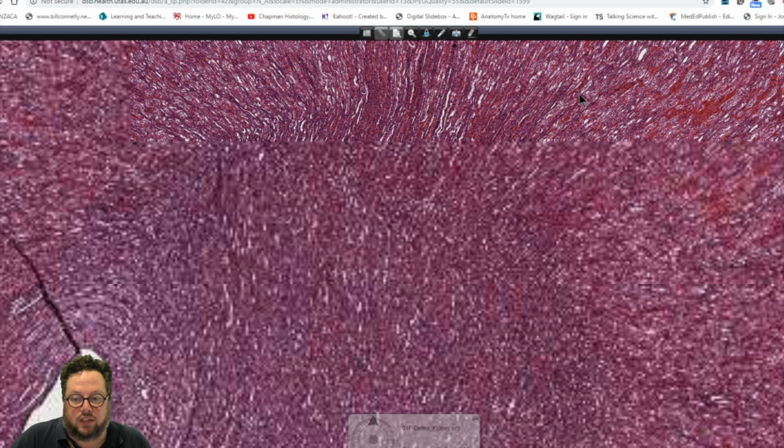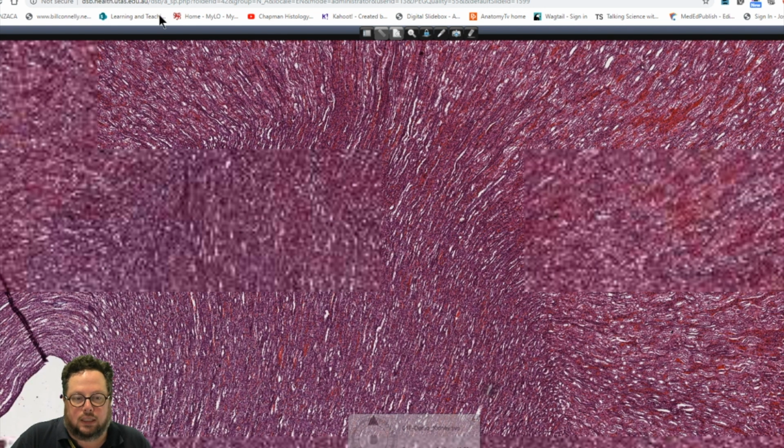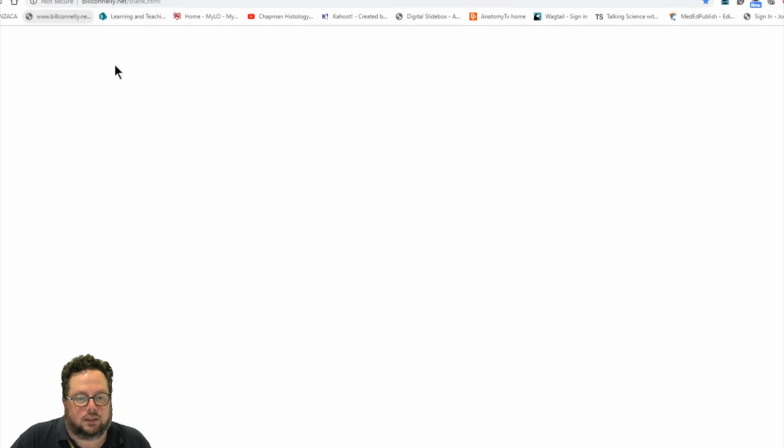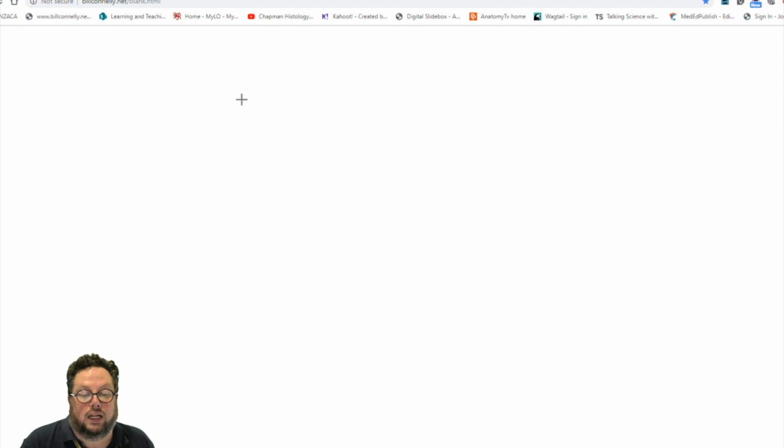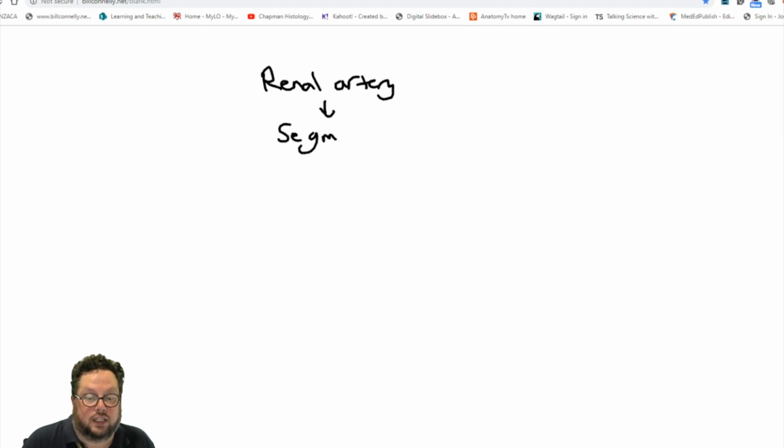So let me just quickly talk about the blood supply before we move on and look at more detailed histology here. This is just going to be a really quick flow diagram of the blood supply which exists within the kidneys. Our first blood vessel is our renal artery. From the renal artery, we then get branching segmental arteries. They then branch into interlobar arteries.